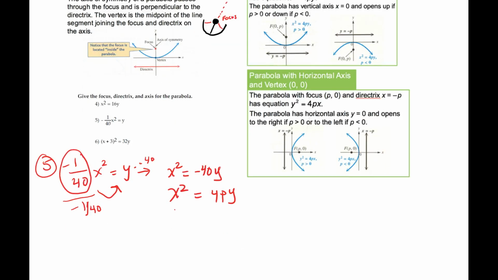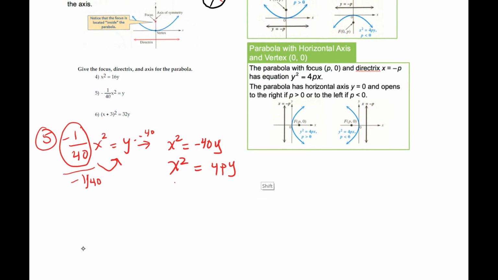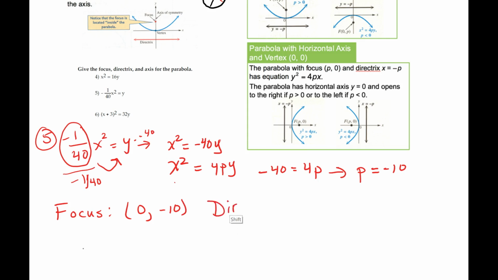Okay, it's not terribly difficult, but now we say x squared equals 4py, and we're going to have -40 equals 4p. So then when you divide both sides by 4, p equals -10. So p will equal -10. All right, and that's not terribly difficult. So now we can list out our focus, which is going to be 0, -10.